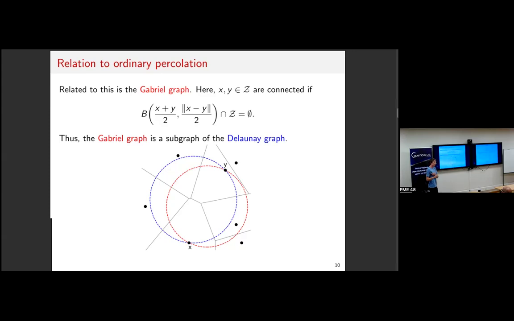Every Gabriel ball is a Delaunay ball, but not the other way around, so it's a subgraph of the other. And of course I mean the open ball, because otherwise this would be impossible, since X and Y would be on the boundary. This is a related graph, and a lot of the results that I will show you we will obtain for both the Poisson-Voronoi tessellation or the Delaunay graph, and also for the Gabriel graph, which is, like I said, a subgraph of it. The nice thing about the Gabriel graph is that this ball is fixed. There's just a unique ball, and this makes it way easier to analyze than the other model.